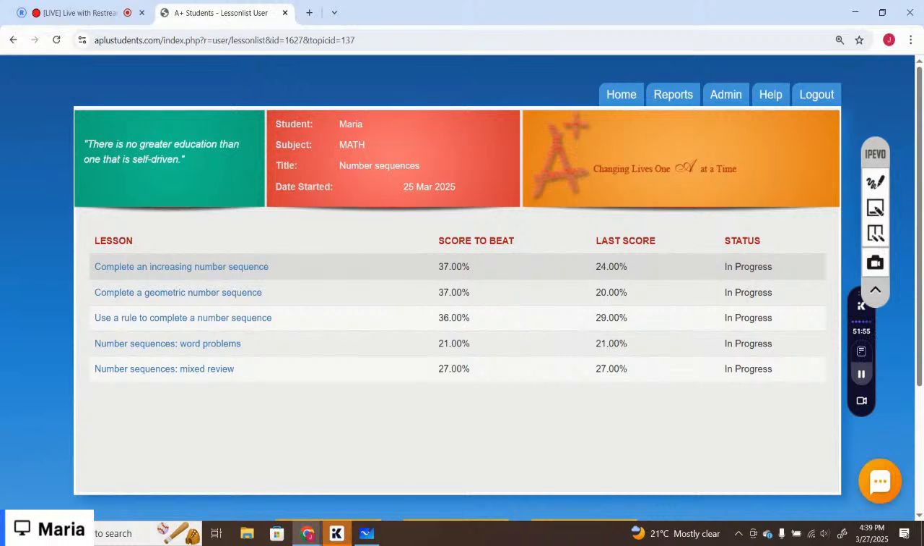Okay, so we are working on grade 5 math. The chapter we are working on is number sequences. The lessons we have covered today are use a rule to complete a number sequence, number sequences word problems, and number sequences mixed review. So please make sure before the next session you complete all the practice questions for the lessons we just did. That is your homework until next session.